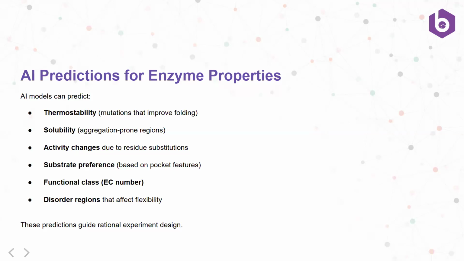Together, these predictions help guide the rational design and significantly improve the experimental success rates. Instead of doing all of these in the wet labs, which consumes years of time, you can use these AI models to predict the functions, and also improve their functions, etc.